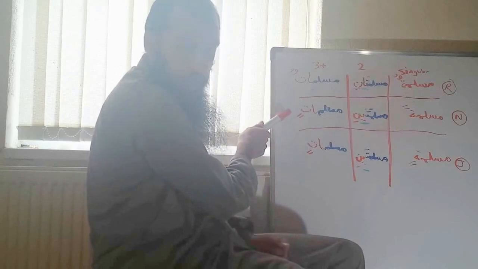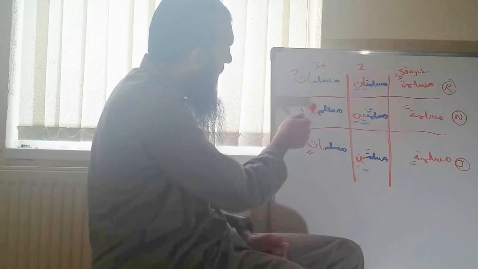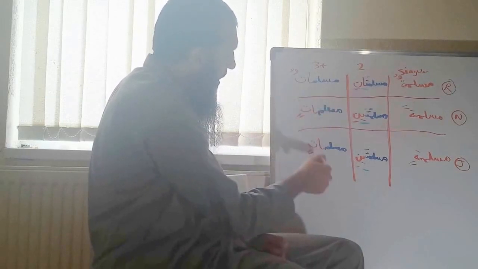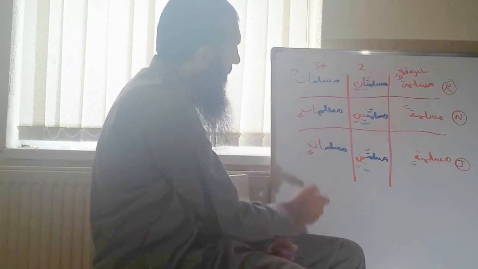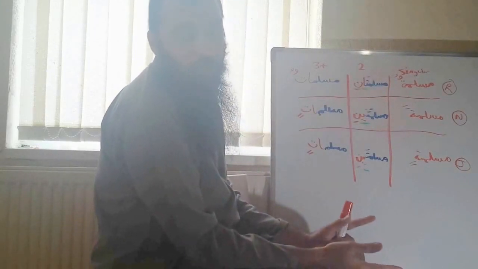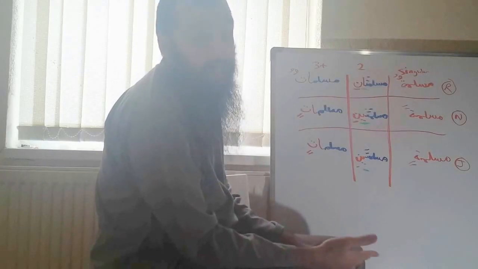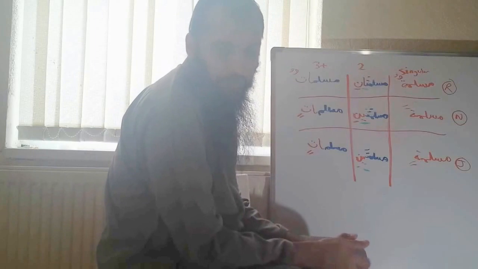Again, this is nasb. Don't get confused. There's no error here. This is nasb because the ending is atin, not the endings there. The whole thing, atin, is part of the ending. So the feminine plural will be muslimatun, muslimatin, muslimatin. And again, that is something that you need to know.